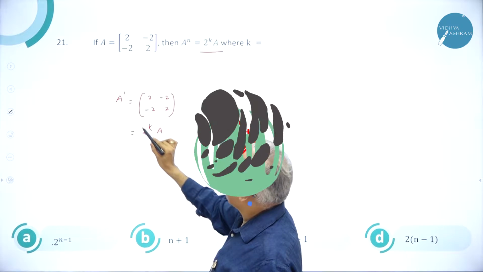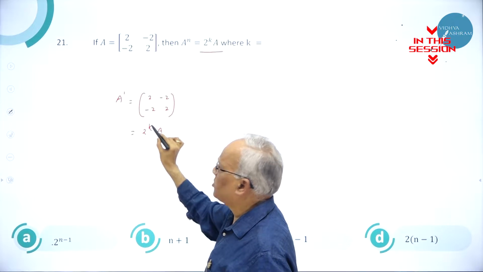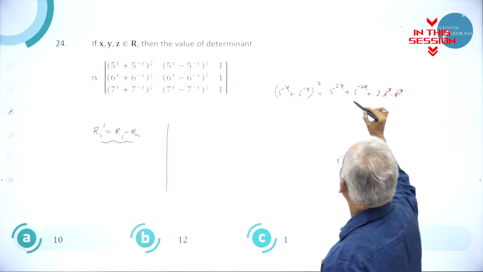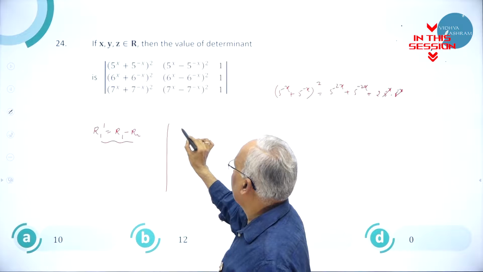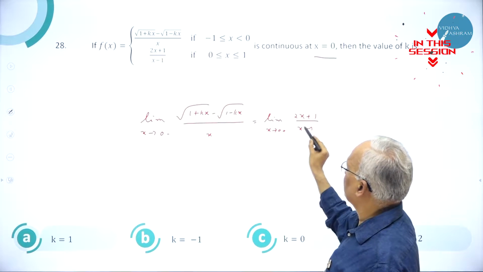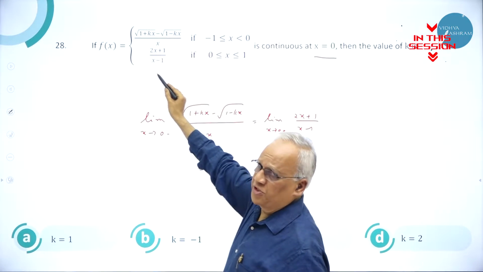So 2 power k, what should it be? What is this? It is a. This is a, so what should this be? 5 power 2x and 5 power minus 2x cancel with 5 power 2x and 5 power minus 2x. So 2 minus of minus 2 is 4. 0 plus you need not write, because when it is right, you have to substitute here.